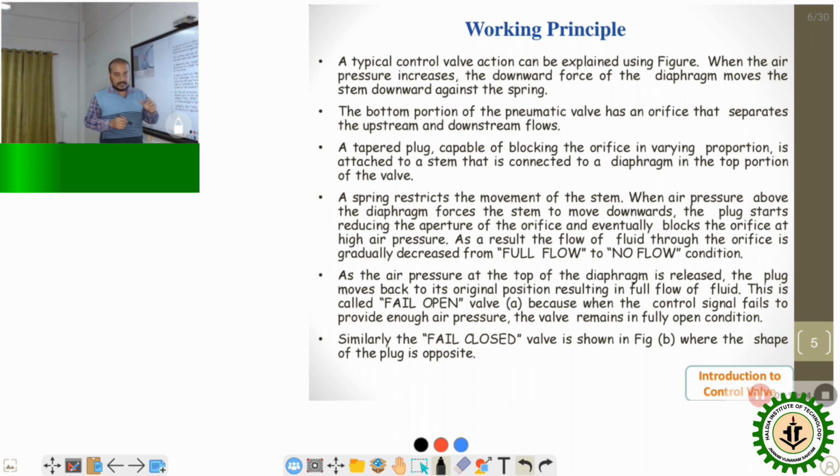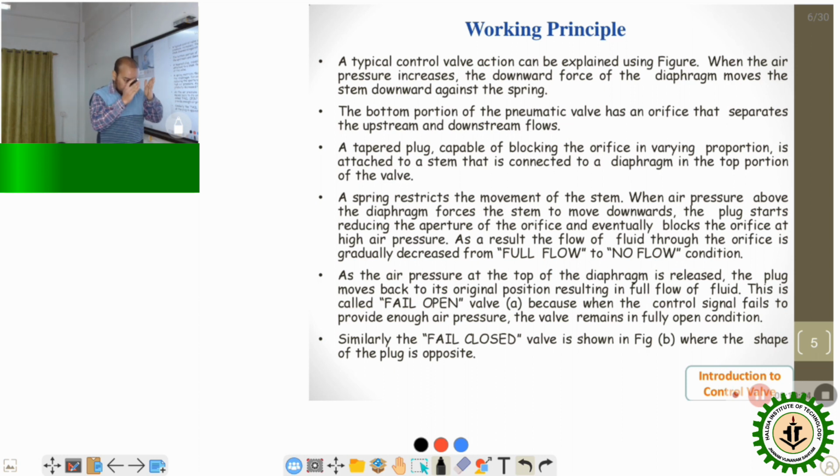A spring, I will just give you the idea about the spring, which is located on the stem. The spring restricts the movement of the stem. So whenever you give some pressure, 3 to 15 psi, to the diaphragm, the stem tries to move in the downward direction. The opposite action is maintained by the spring, and when the air above the diaphragm forces the stem to move downwards, the plug starts reducing the aperture of the orifice.